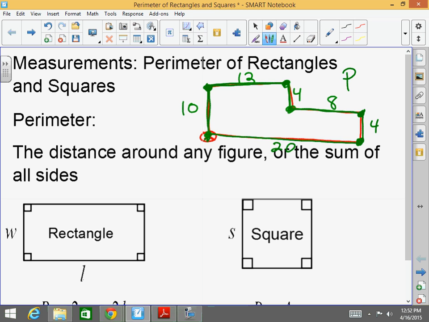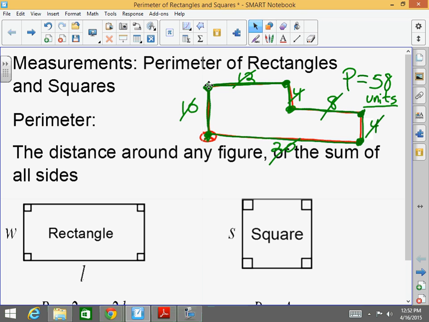The perimeter of this figure would be 10 plus 12, which is 22, plus 4, which is 26, plus 8, which is 34, plus 4, which is 38, plus 20, which is 58 units. Whether that be feet, yards, etc., that will be determined later. Okay? So that is basically what perimeter is, the distance around any figure, the sum of any figure's sides.